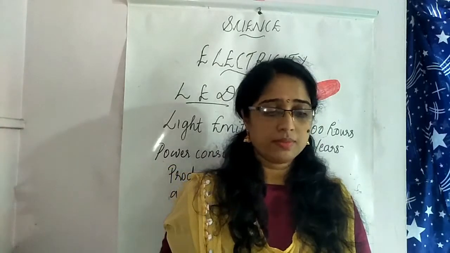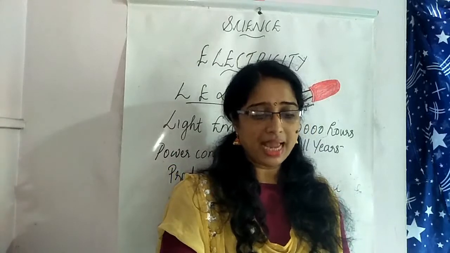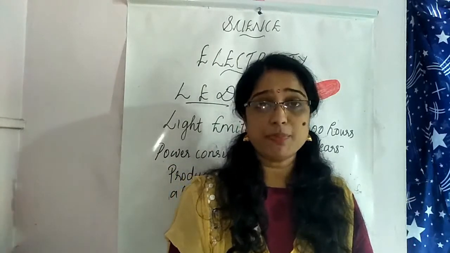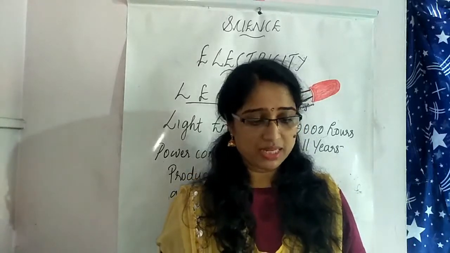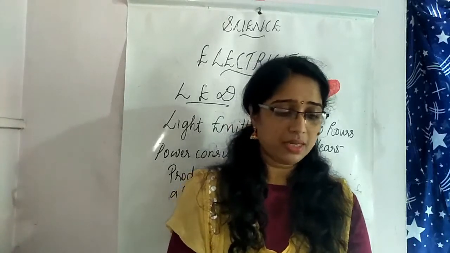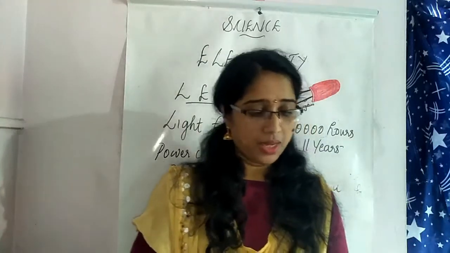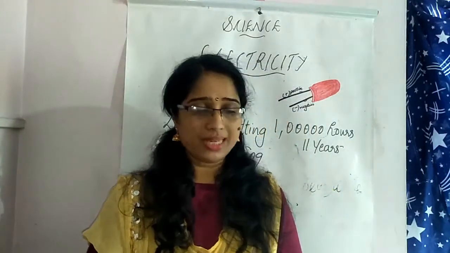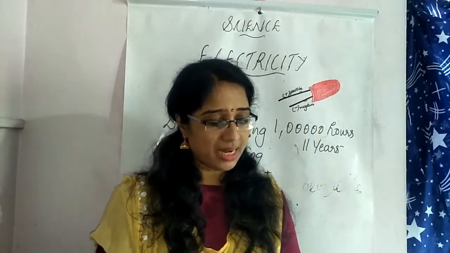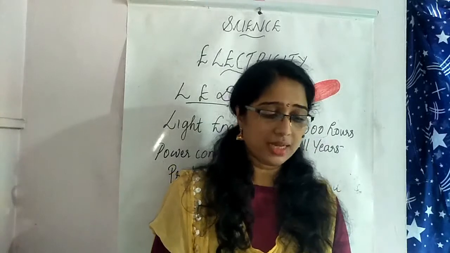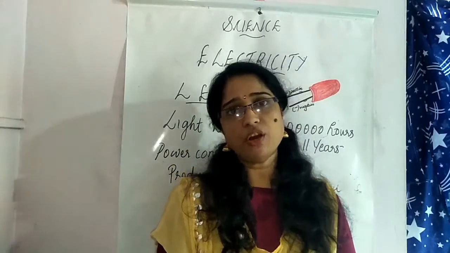Next one. The filament in a light bulb is made up of? Tungsten. Today we have discussed about it. The filament in a light bulb is made up of tungsten. Next one, third question. The rod inside an electric cell is made of carbon.